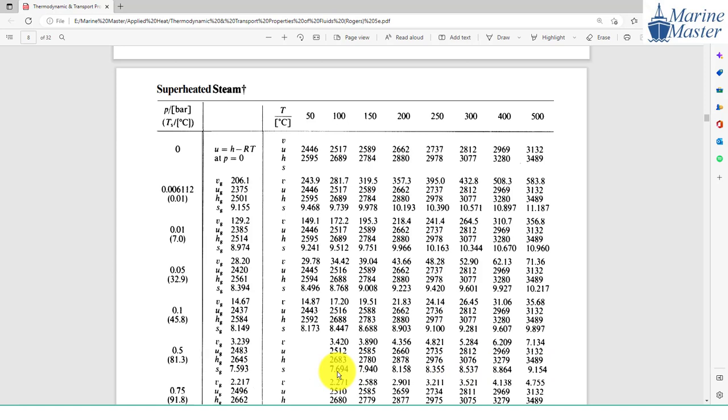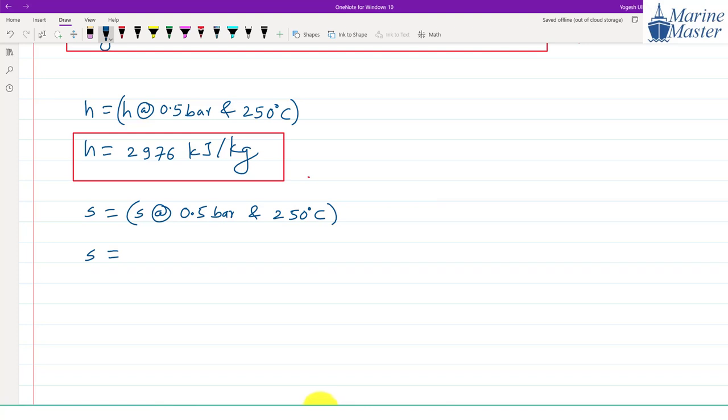So see this one, guys. 100. This is for the 150. This is for the 200. And we need it for 250 degrees Celsius. And for 250 degrees Celsius, the entropy value for the 0.5 bar is 8.355, guys. How much? 8.355, unit kilojoule per kg Kelvin, guys.